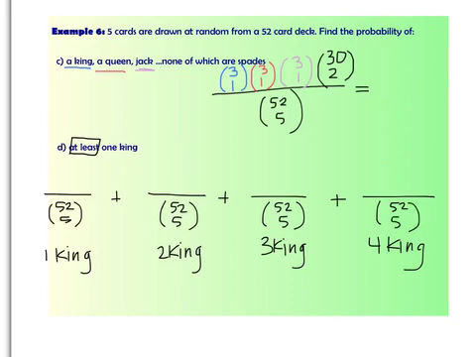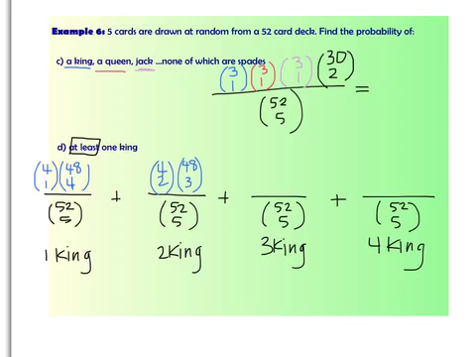Okay, so then for the first one, we need to say the number of ways to choose one king. Well, there's 4 kings, and we want one of them. And then we want the rest of the 4 cards in our hands to not be kings. And there's 48 not kings. So that would be the probability of 1 king. 2 kings, we would have 4 kings, we're choosing 2 of them. And then we want 3 of the not kings.